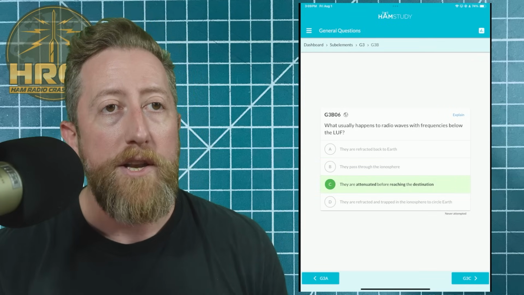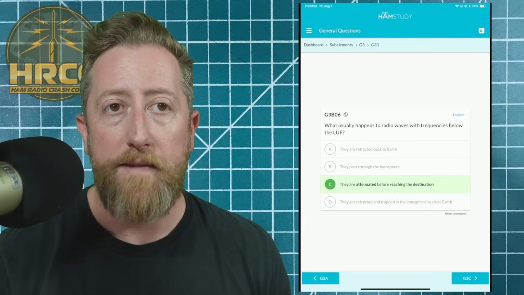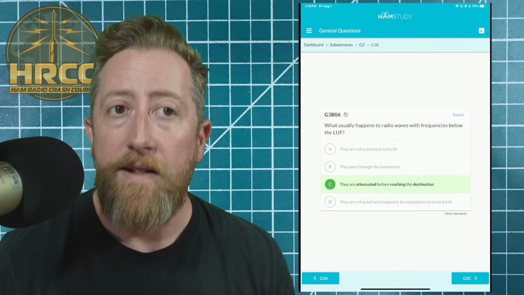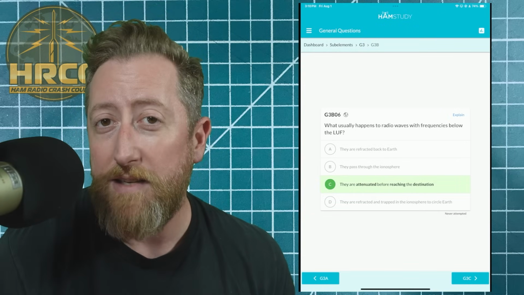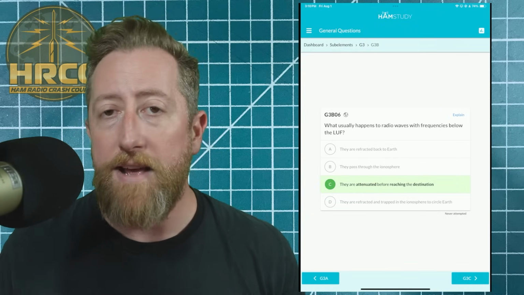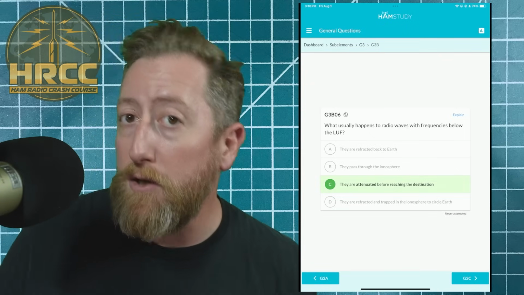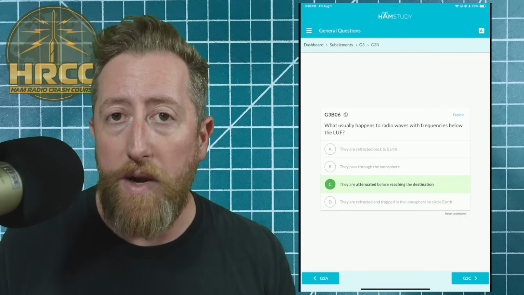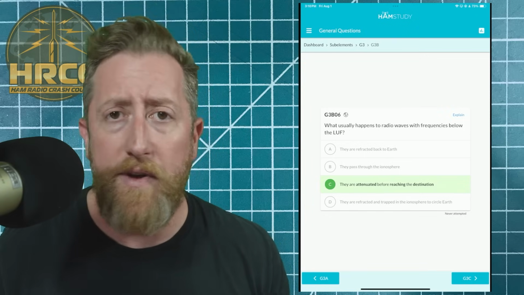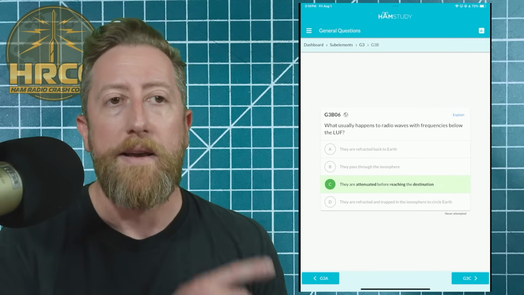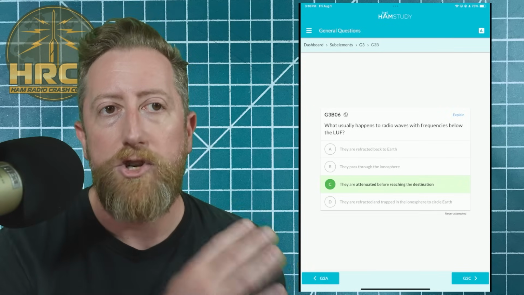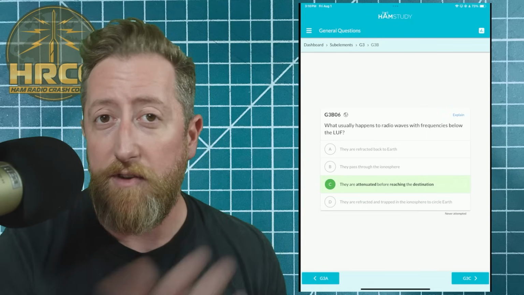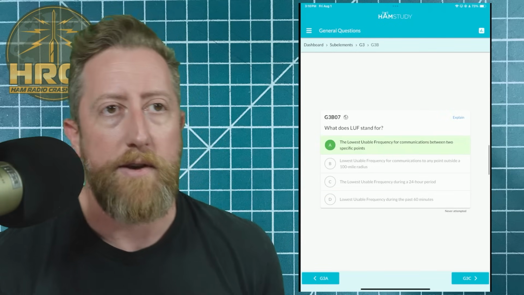Question 6, what usually happens to radio waves with frequencies below the LUF? The answer is C. They are attenuated before reaching the destination. So you're using a frequency lower than the lowest usable frequency. Doesn't mean that they're shut down completely, but it does mean that they're attenuated, either being absorbed by the atmosphere or other things that might be happening. But just keep in mind that you generally want to operate between the MUF and the LUF at all times for the most effective radio communication.